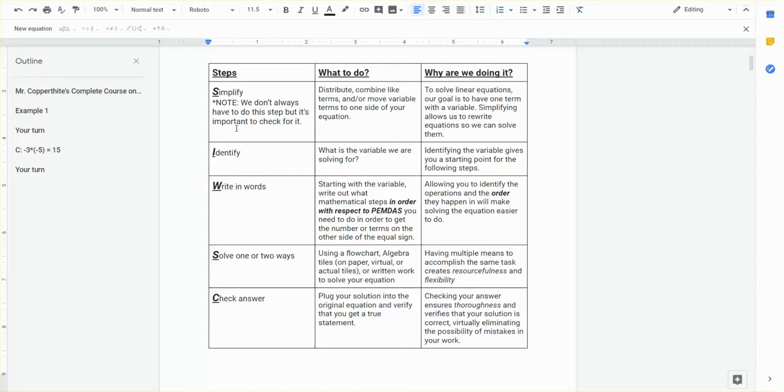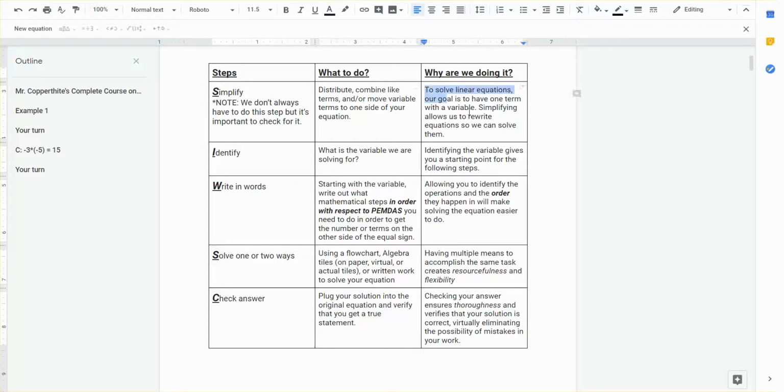So the first step is to simplify. We're not always doing this step, but when we simplify, our job is to distribute, combine like terms, and or move variable terms to one side of our equation. Why would you do it?